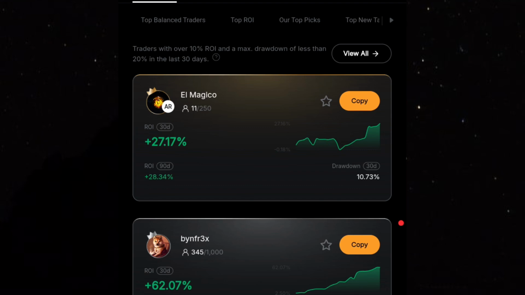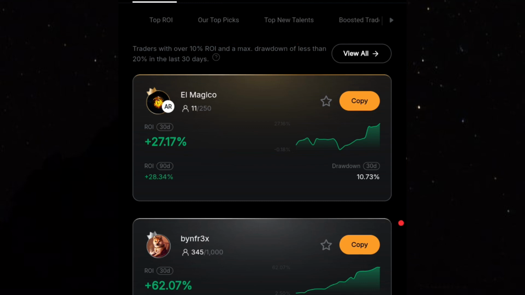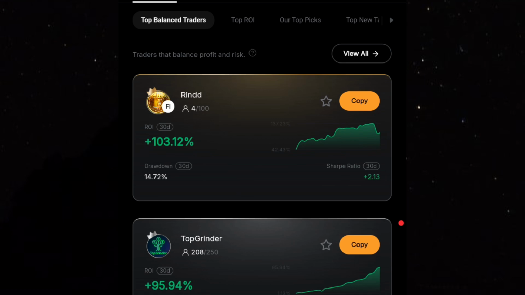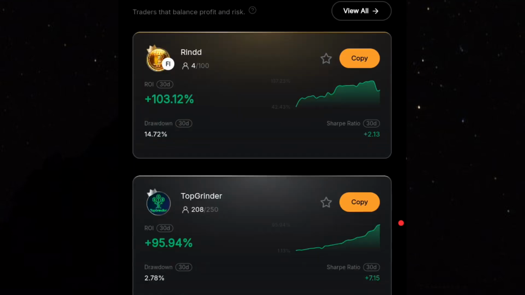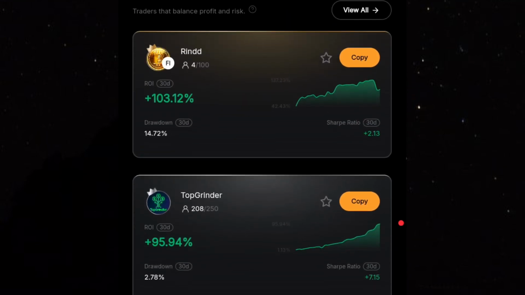the group you love the most. For me, I believe if you're new to Bybit copy trading, there are two lists that can be very nice for you. Number one, the top balanced traders, and number two, highest follower profit, which means traders who have made more money for their followers. You can choose either of them, but let's go for the top balanced traders. Once you choose one, you have to look at the list under it and select from any of them. Okay, so let's start with the first guy.